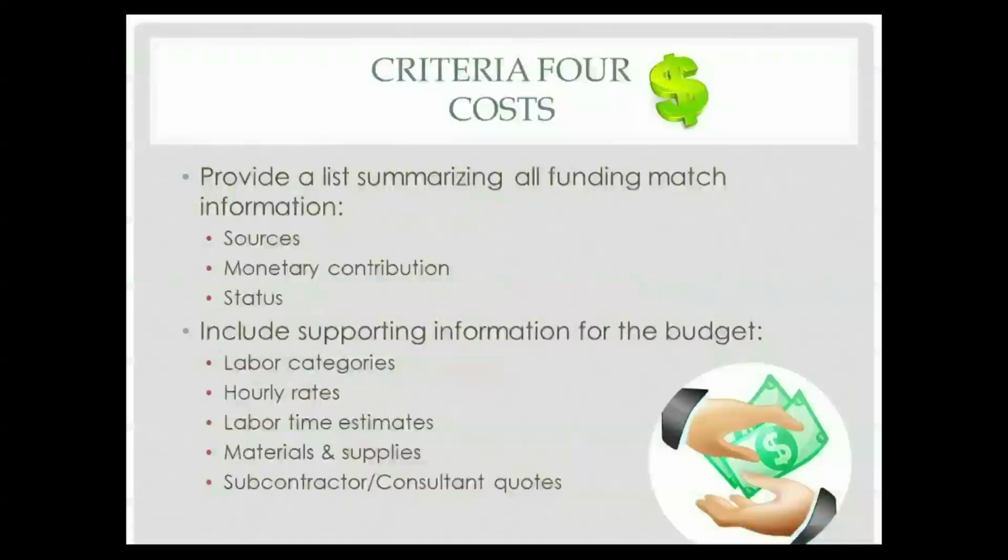So some other items that we'd like you to provide in the cost section are a list of all the funding sources you have. So where is all the money coming from and how much each funding match is, as well as what is the status of the match. If it's from a water agency, is it budgeted, is it approved? If it's a grant, have you received it or did you apply for it? Also, include any supporting information, like labor categories, hourly rates. If you have any subcontractor or consultant quotes, please include those as well.